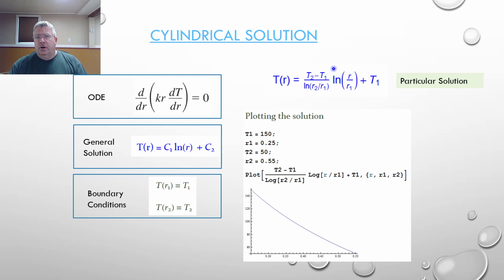Now it's important to note that there are logs in these solutions. The term log of R2 over R1 is tied up with your thermal resistance, and this is a constant, but the log of the radial coordinate divided by the inner radius will give you a logarithmic profile. So as we move from a high temperature at the inner core, 150 at a radius of 0.25, to a colder surface at the outer surface at a radius of 0.55, we get this characteristic drop off of temperature, but it's not linear as you would expect in the Cartesian form of a plane wall. We have this logarithmic curve.